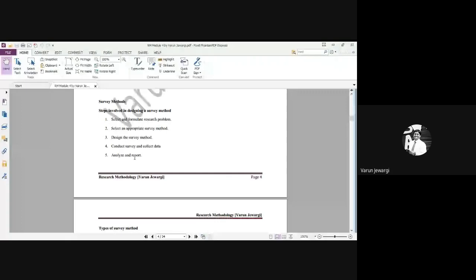So one is formulate the research problem. First thing, the marketer or the researcher should understand what is the problem I need to fix. Is it that my car is not being sold? Is it that customers are not happy consuming the chips which are fried in oil? Are they looking for something with less oil, or are they looking for baked products? One. Second is, he has to decide an appropriate method.